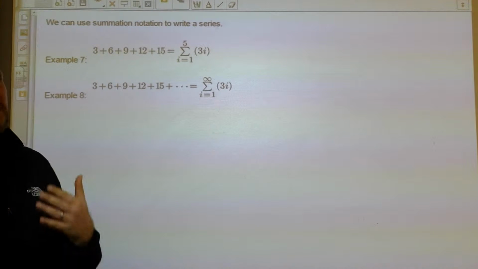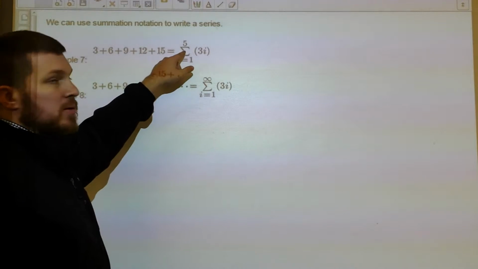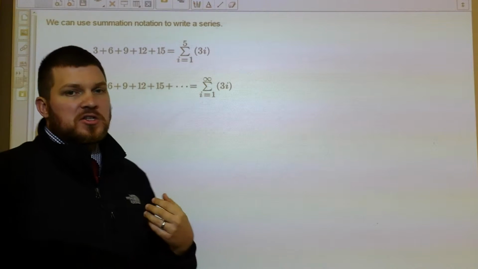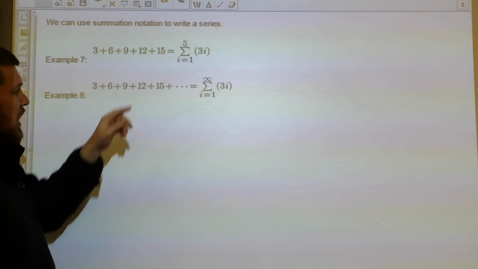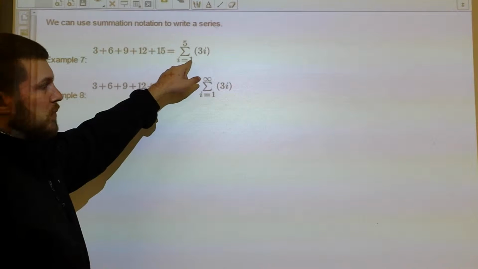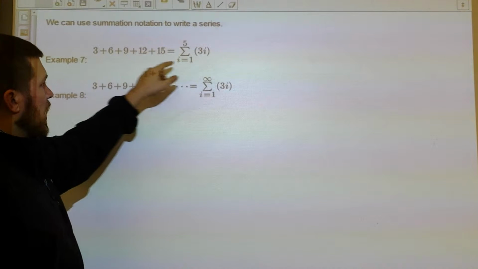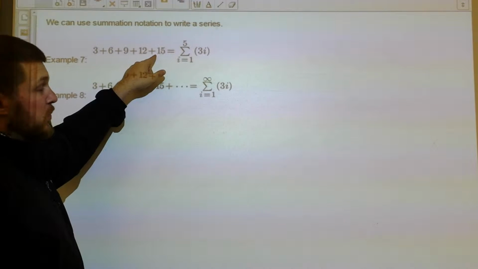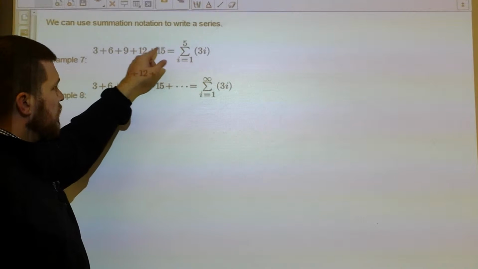We can write series using what's called sigma notation. This capital M that's turned on its side is the Greek letter sigma. It's actually a capital sigma. What we're going to have here is a number on the bottom that represents what term we start with. We start with the first term, and then we're going to go all the way up to, in this particular example, the fifth term. So 1, 2, 3, 4, 5.